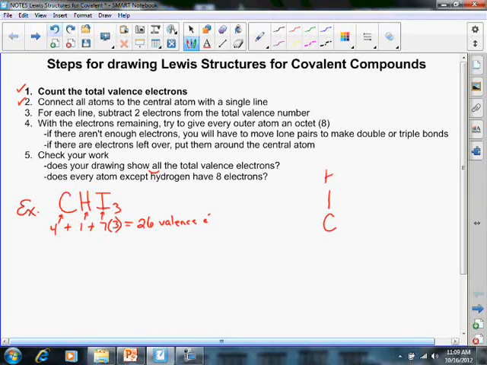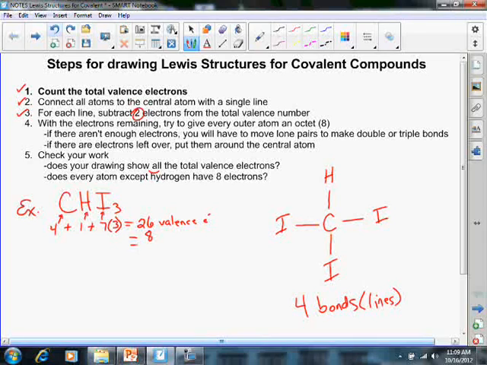And I'll connect the hydrogen with a single line, and then the 3 iodines, kind of like that. All right. So it's sort of symmetrical, the best I can get anyway. And then I want to do step 3. For each line, which represents a bond or a shared pair of electrons, I want to subtract 2 electrons from the total valence number. So I just drew 4 bonds, or 4 lines. So I'm going to subtract 2 electrons for each line. So I'm going to do minus 8 electrons here, and I'm going to have 18 electrons remaining.